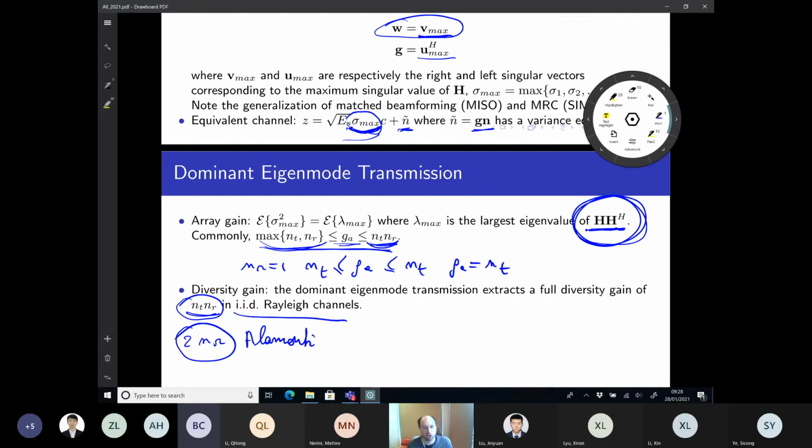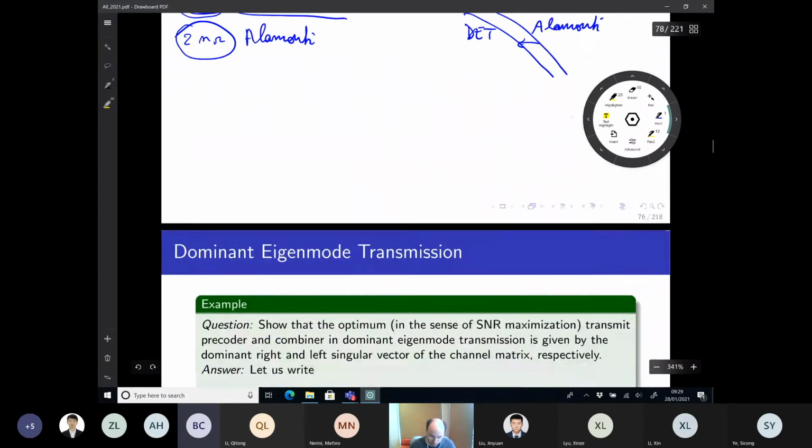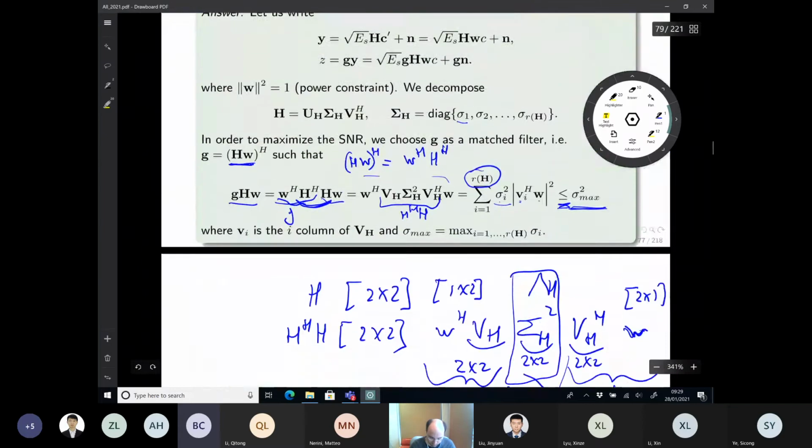But the dominant eigenmode transmission will give you an additional array gain. Similar to what we had before, you're going to have the same slope, but a shift of the curves to the left. This is your dominant eigenmode transmission. This would be the Alamouti scheme. Okay, so you will see this. You will play with that also.